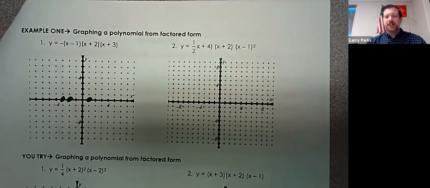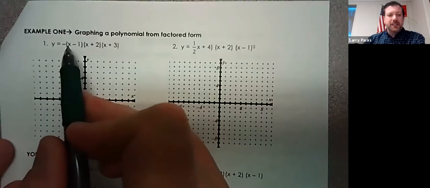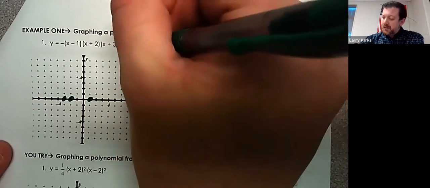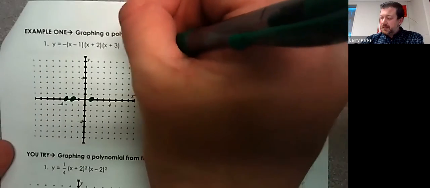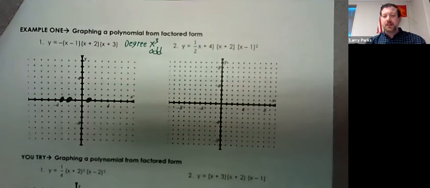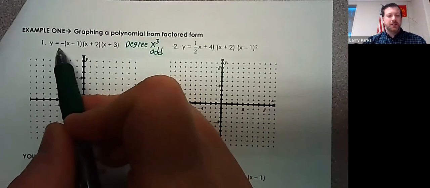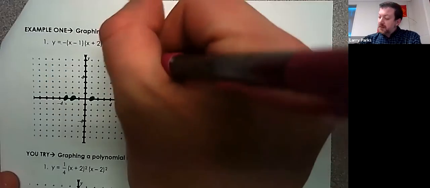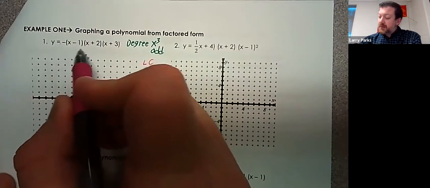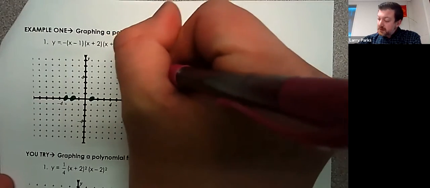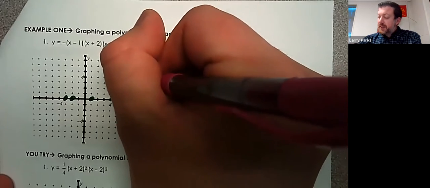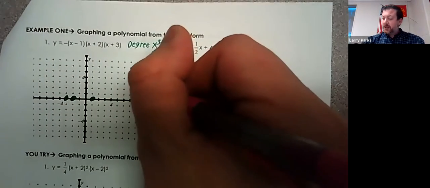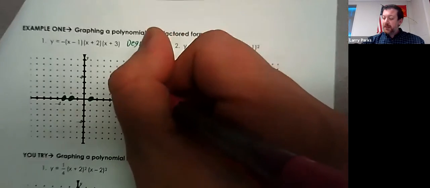Okay. From there, I would look for the degree. The degree, remember, would be x, x, x. So it'd be x to the third, which is odd. And the leading coefficient would be negative 1 times 1 times 1 times 1, which is negative 1, which is negative. So what I know is it's going to open down on the right, but because it's odd, it's going to open up on the left.